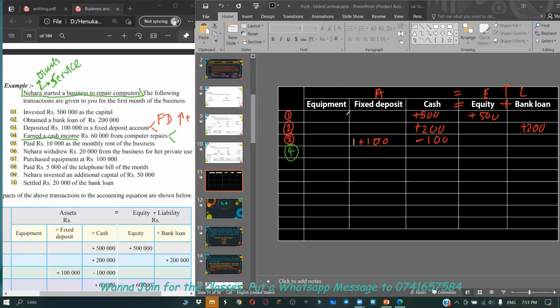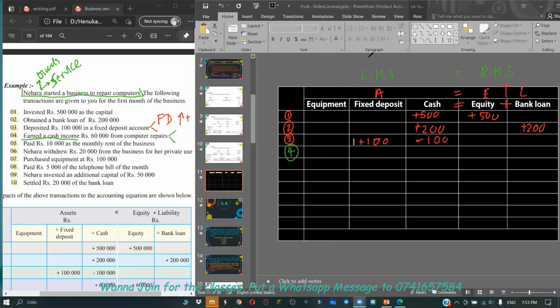ඊට පස්සේ ඒක මේ equation එකට match කරන්න. Right? So I'll give you 1 minute. After completing that, send me a message. Okay? Okay. Hurry. I hope you guys have done this. Right? So I'll show you how to do that.